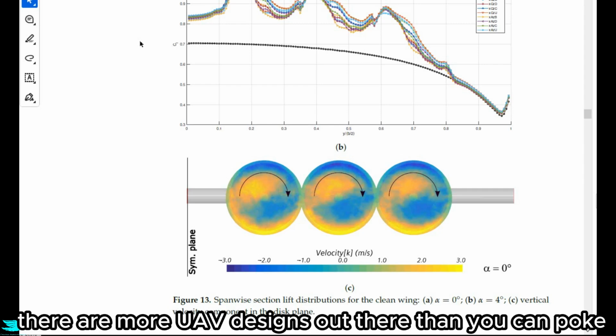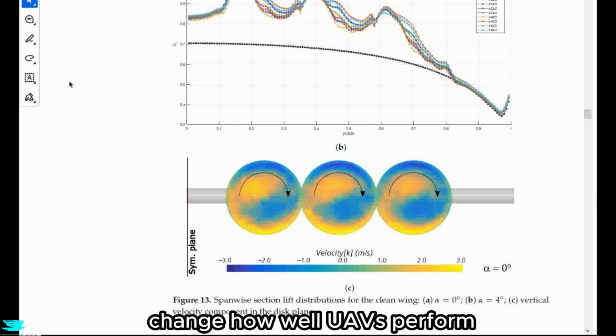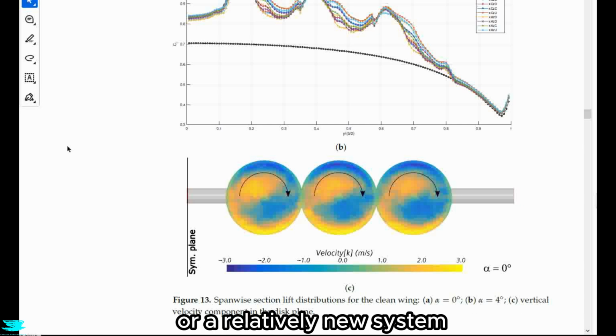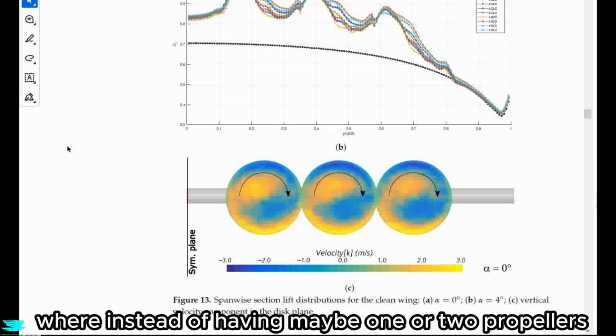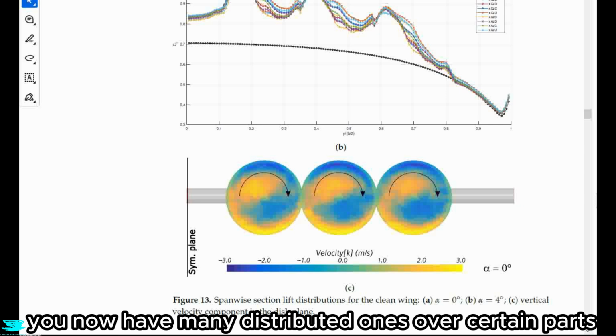There are more UAV designs out there than you could probably stick with, if you know what I mean. And one big thing that can change how well a UAV performs is whether it has a regular propulsion system or a relatively new system where instead of having maybe one or two propellers somewhere around the UAV, you now have many distributed ones over certain parts.